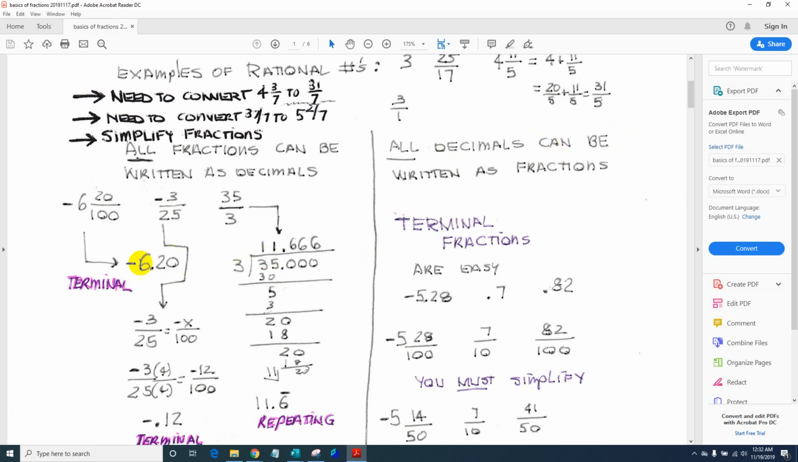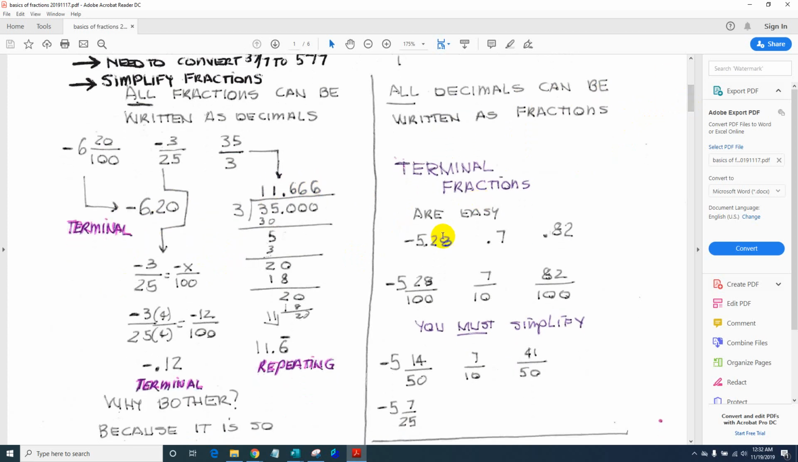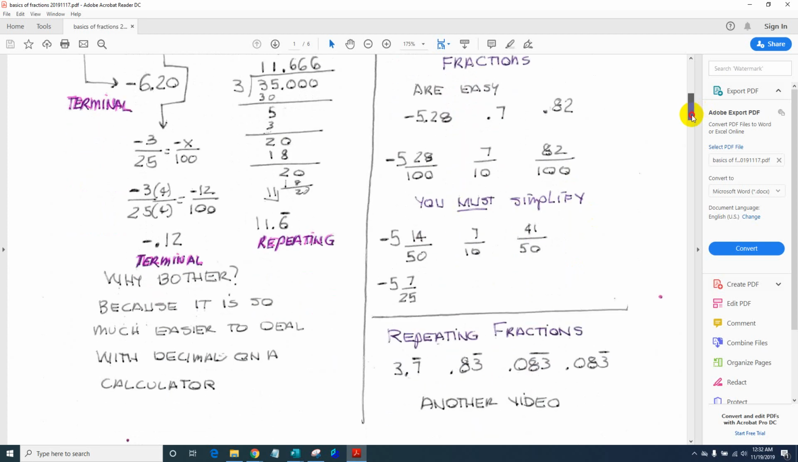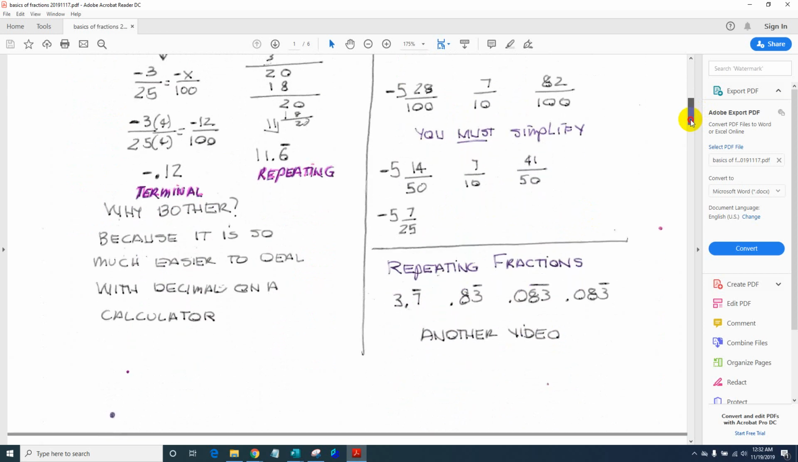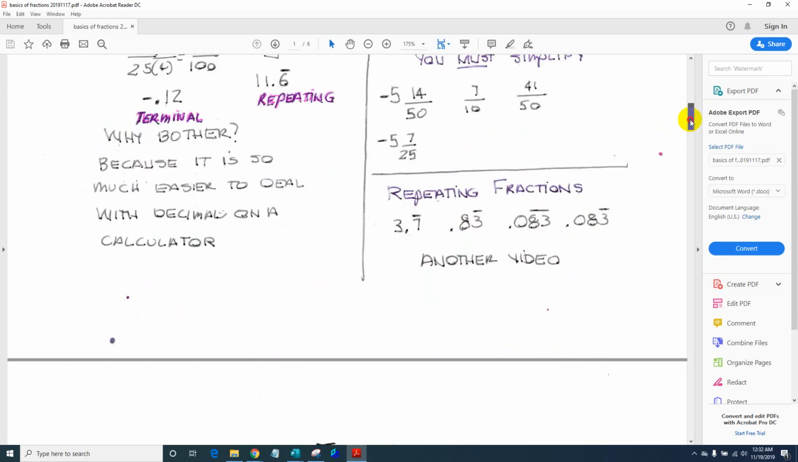Okay, all decimals can be written as fractions. Notice that you can get two types of decimals here, terminating and repeating. If it's terminating, those are easy. You just look at the place you have, like this is the 10th place, the 100th place, and you divide by that power of 10. If it is a repeating decimal, you have to watch the other video.